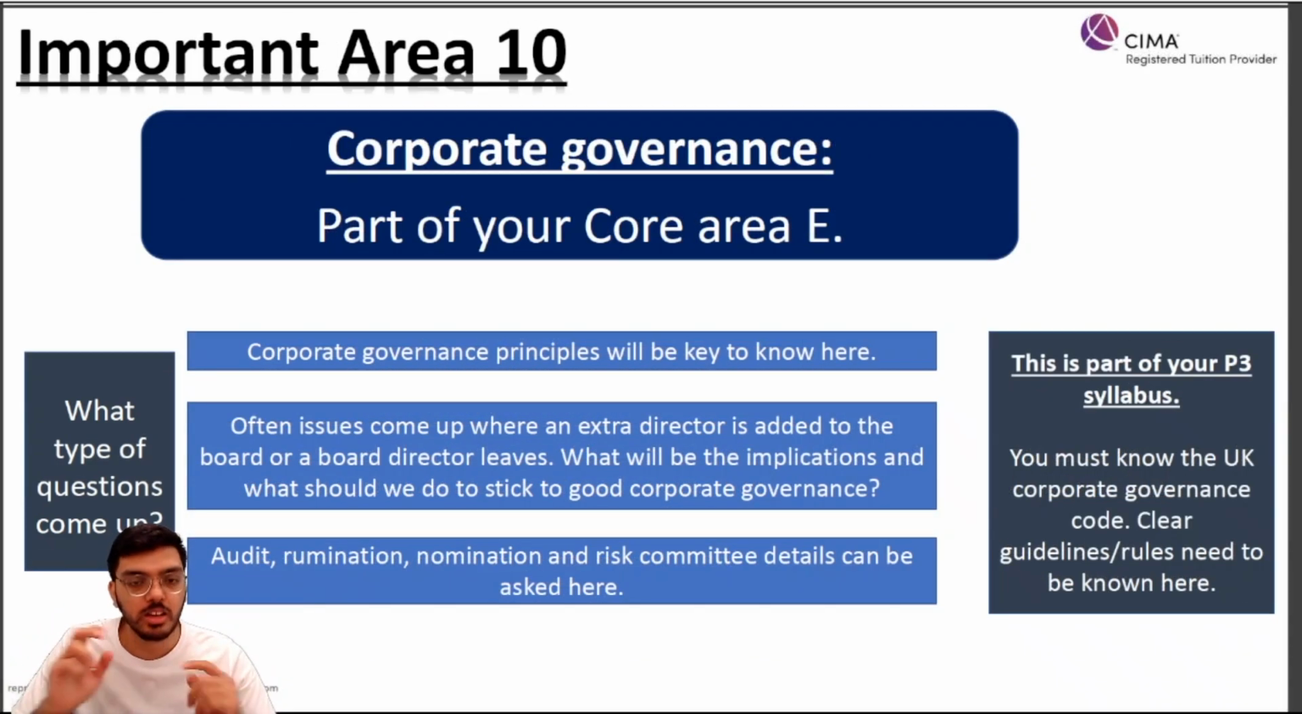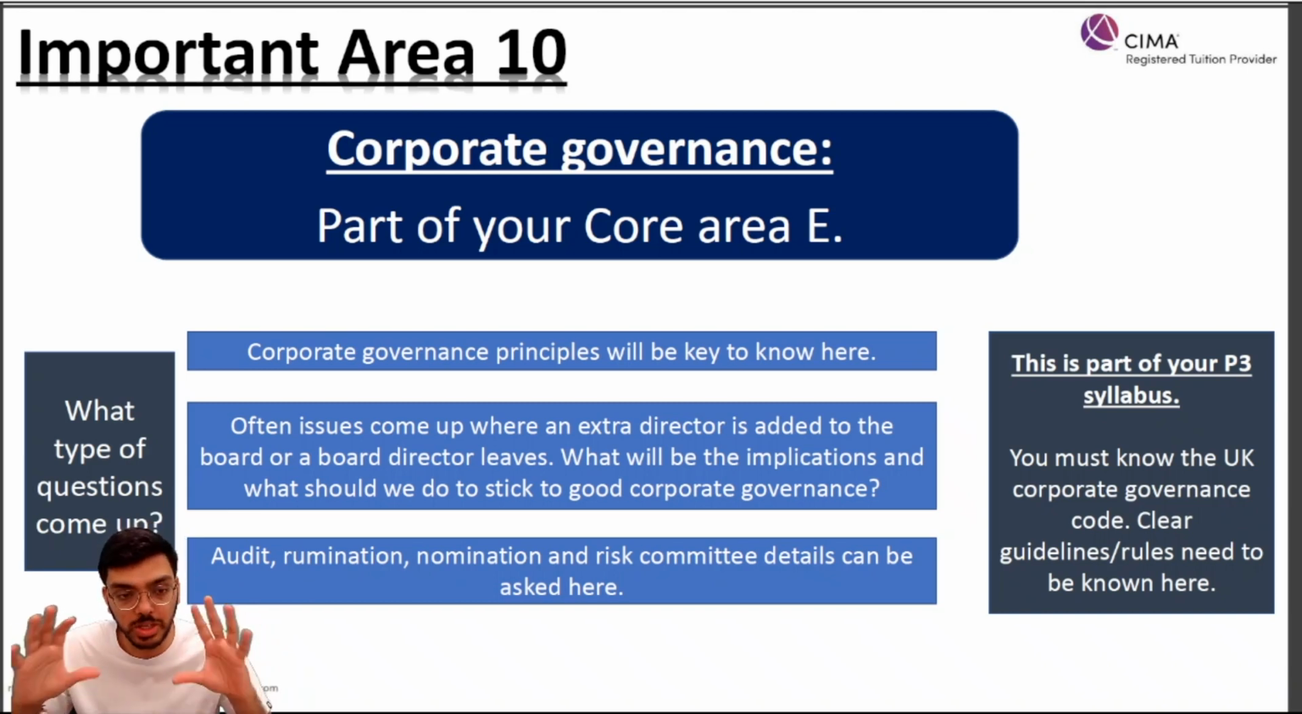Topic number 10 is corporate governance. This is part of your core area E. Corporate governance questions do come up in the exam, so corporate governance principles need to be known here. Straight away, your UK Corporate Governance Code is something that you must clearly know: what the categories of the code are, what the code prescribes, and what the code asks companies to do to follow good governance. That's something that you must know and should be clear with.